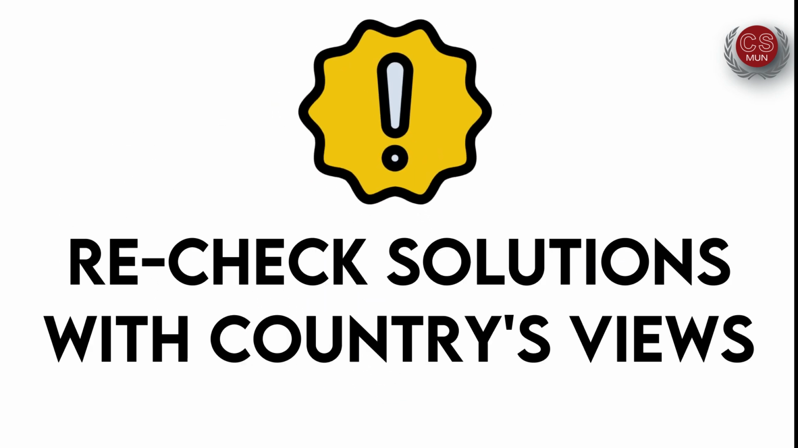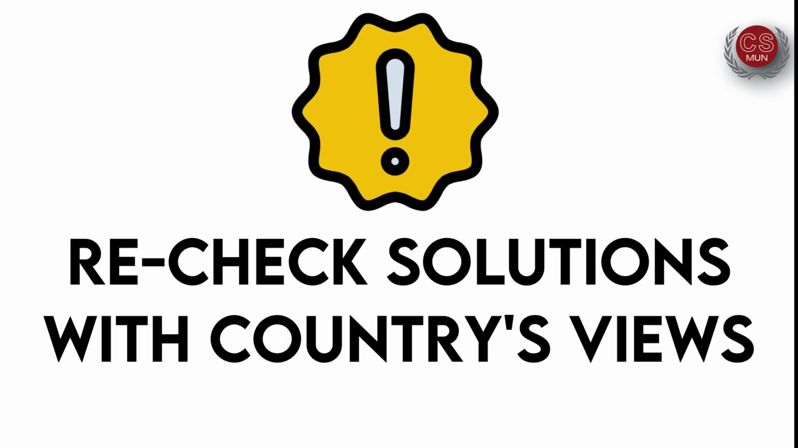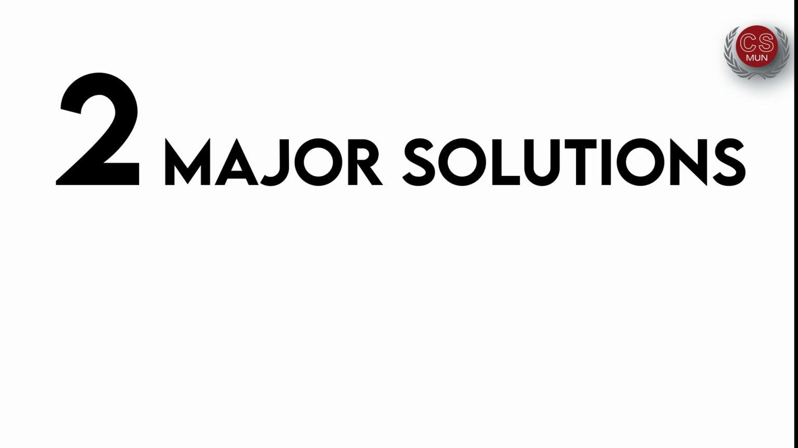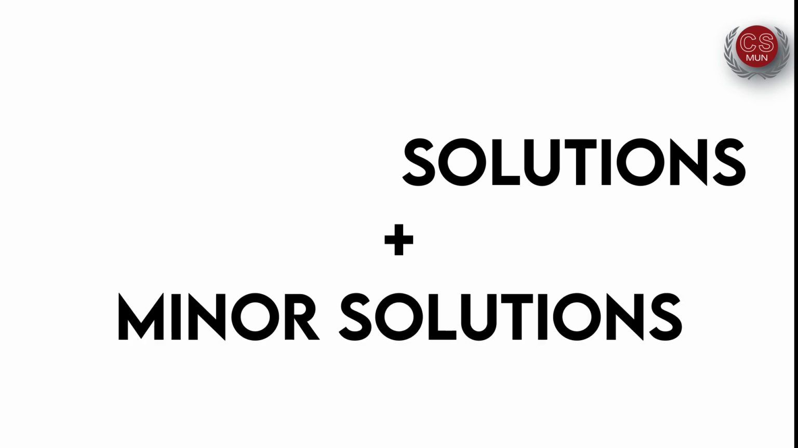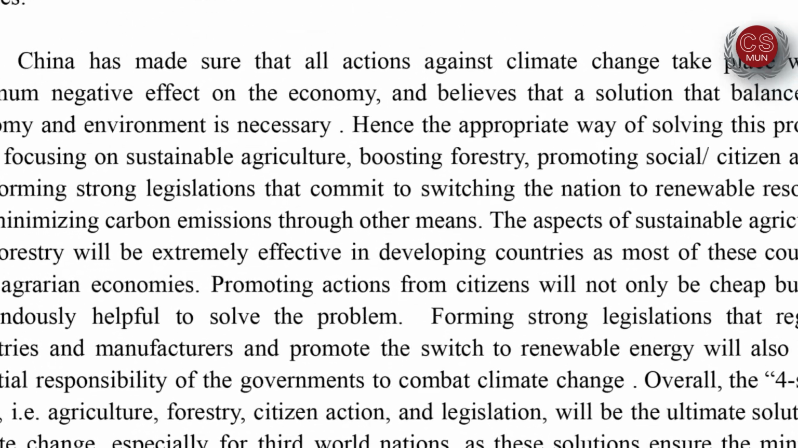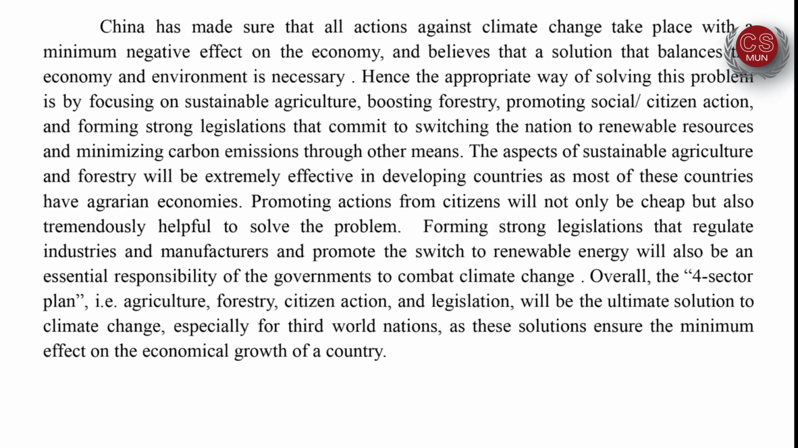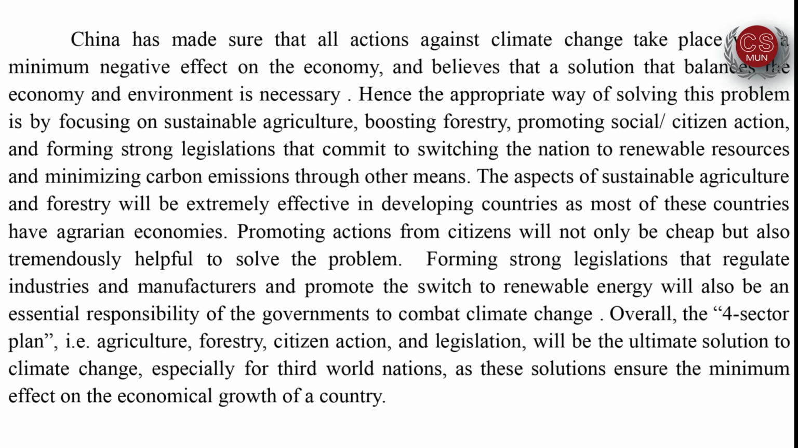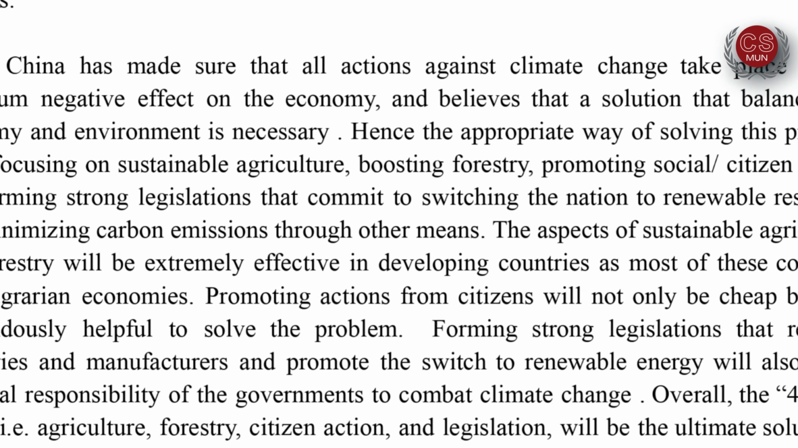To make sure this doesn't happen, delegates are advised to recheck the solutions with their country's views. In this paragraph, you should add at least 2 major and impactful solutions with a couple of other minor solutions. The purpose of proposing solutions can be clearly understood from the paragraph shown here. This delegate has strengthened his country's stance by proposing solutions that strictly align with its views. They have also considered methods to reverse climate change in other developing countries too.